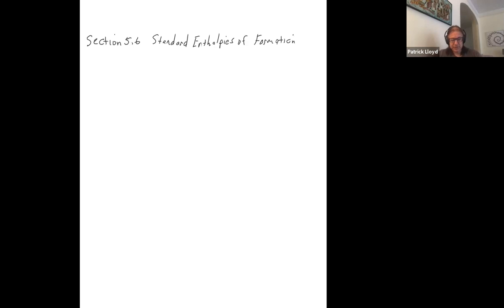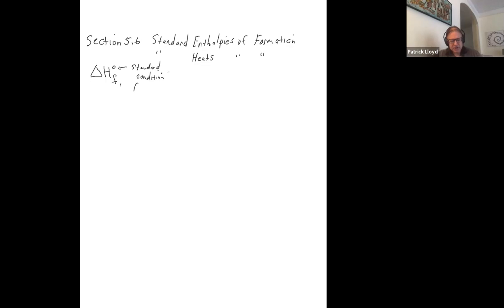Sometimes referred to as standard heats of formation. Okay, and the symbol for standard heats of formation is delta, because remember, we're talking about changes. We're talking about changes in energy. H for enthalpy, F for formation, and then a degree sign for standard. So this degree sign is telling you it's standard conditions. We'll talk about that in a moment.